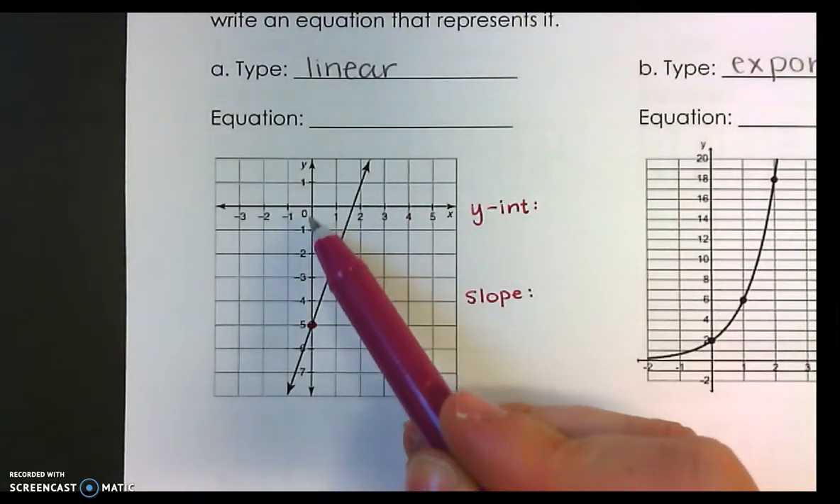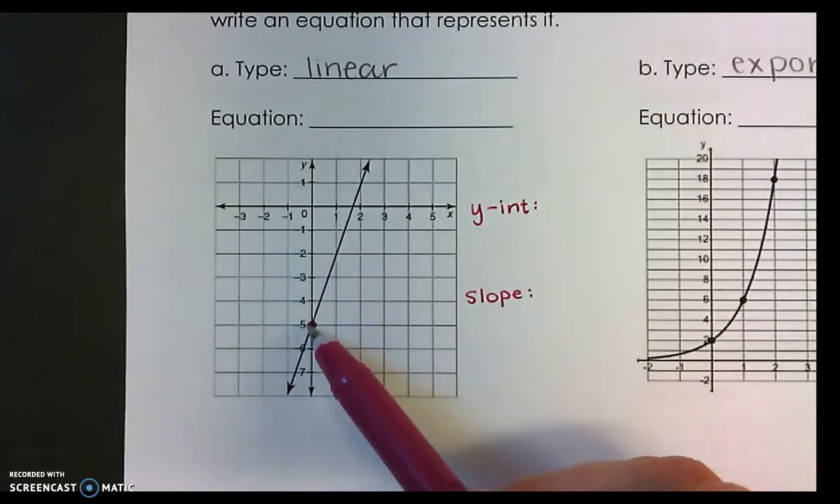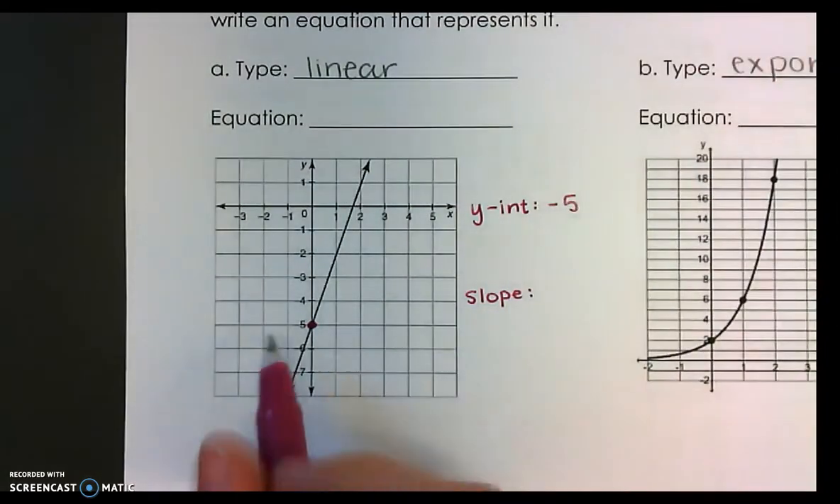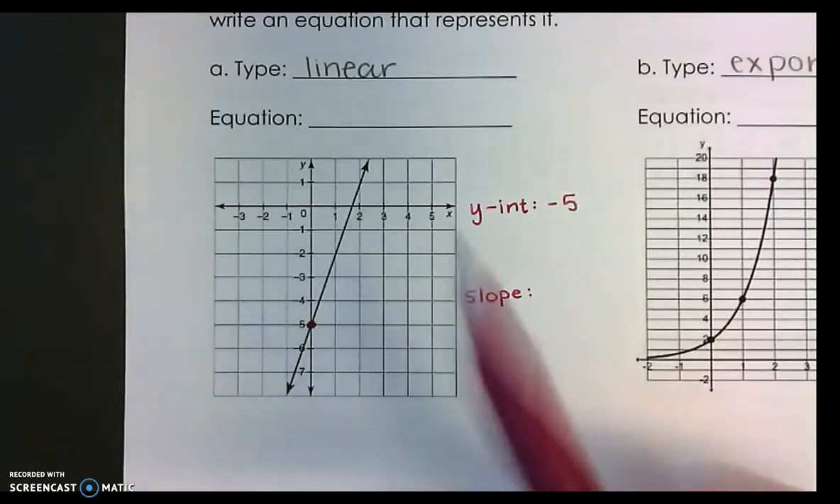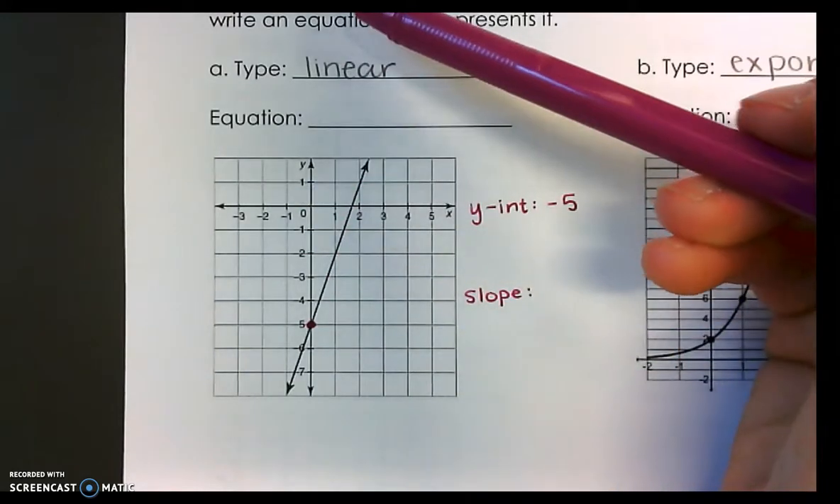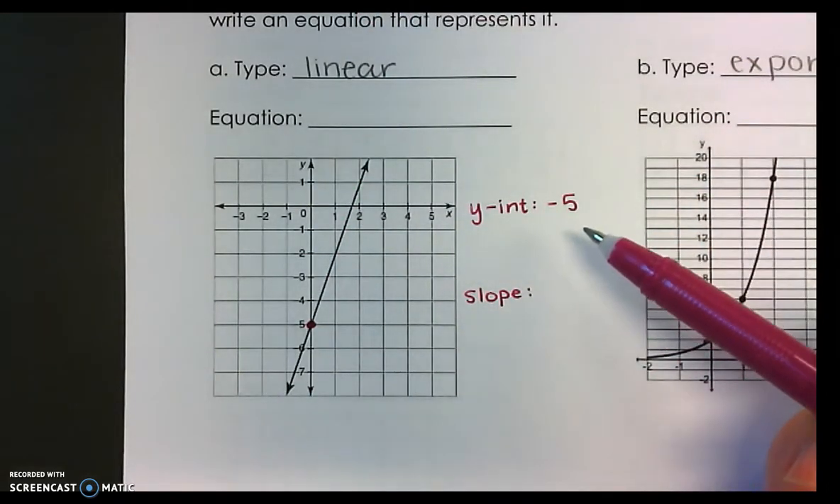So if this is 0, this would be -1, -2, -3, -4. It crosses at -5 because it's below. I know the negative is kind of hard to read, but just remember that anything below the x-axis is negative and anything above is positive. So our y-intercept is -5.